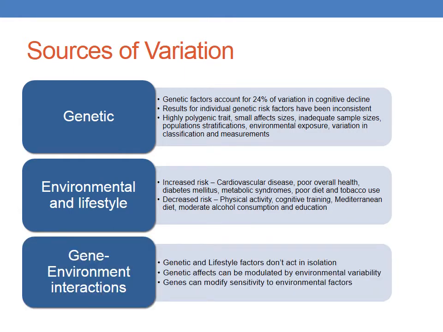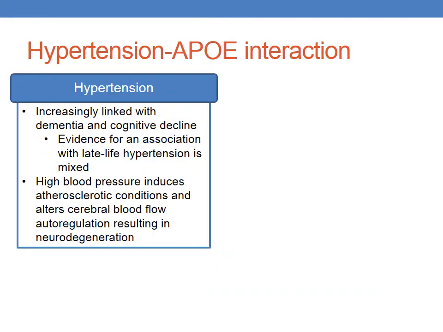However, we're also beginning to realize that the genetic and environmental lifestyle factors just don't operate in isolation of each other. There's interactions between them. This is where genetic effects can be modulated by environmental variability, or genes can modify sensitivity to environmental factors. So one particular genetic and lifestyle factor that interact with each other is hypertension and ApoE.